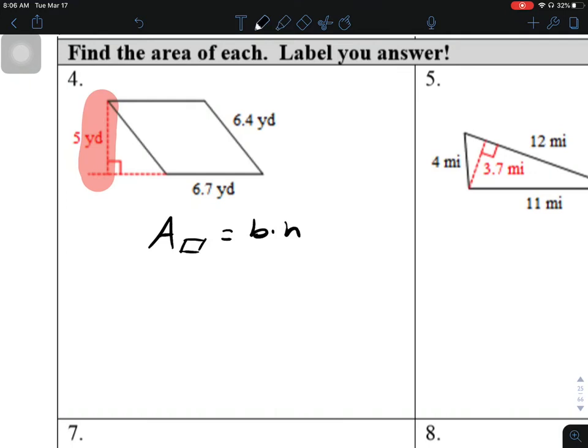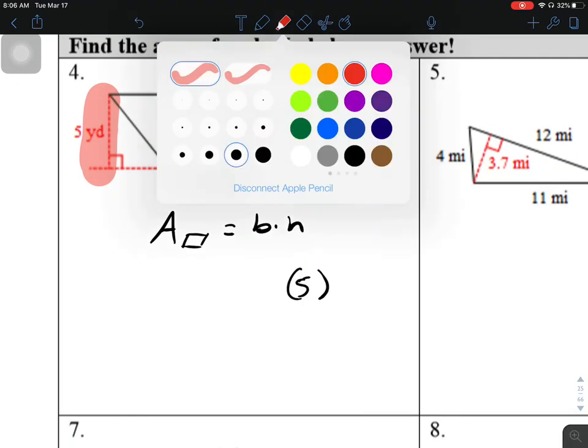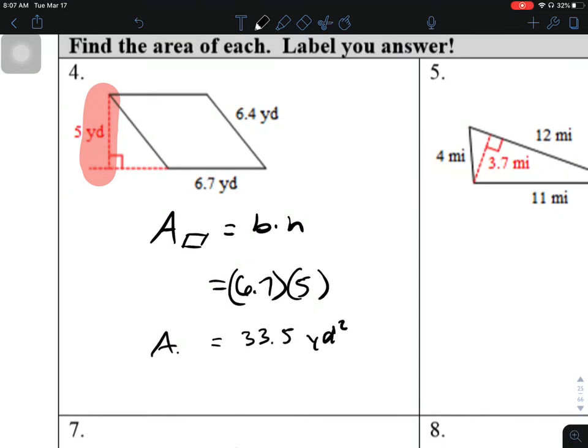So this, which is not part of the parallelogram, must be the height. And the base is the length that is perpendicular to that, which is the 6.7. The 6.14 isn't used, and the only way that it would be used is if we had this height. We would use this height and this base, but we don't have that. Product of 6.7 and 5 using a calculator is 33.5. The units are yards, so it's square yards.